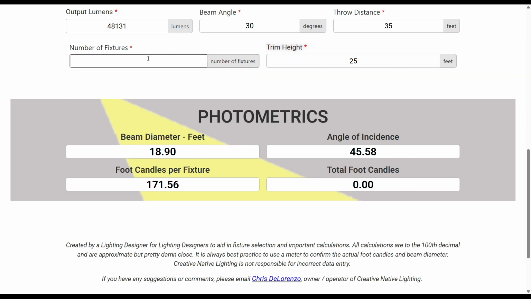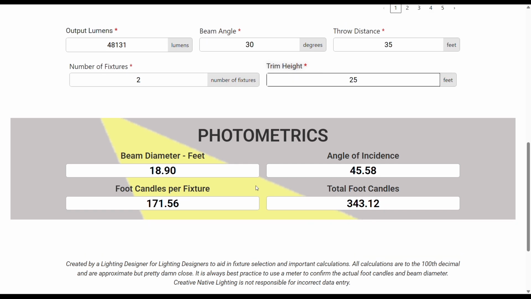This is one fixture, so we're going to change it to 2, and notice that the total foot candles is now doubled. The trim height is re-entered for safety purposes, and notice the angle of incidence has not changed because we did not change the throw distance or the trim height.